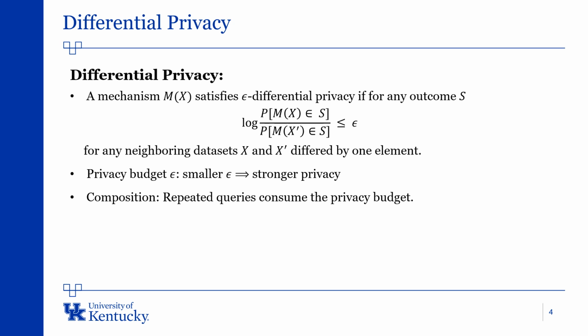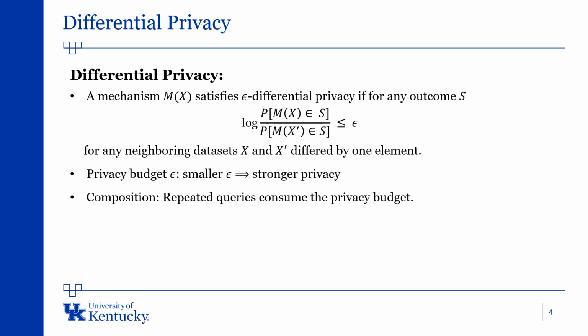Differential privacy. We consider the basic definition of differential privacy. We say that a mechanism or an algorithm M applied on a private database X is epsilon differentially private if the following guarantee is provided for any outcome S. So this guarantee basically means that the odds of database X and any of its neighbors X prime producing the same output S are not very far. They are bounded by this parameter epsilon. The parameter epsilon is called the privacy budget. The smaller the epsilon, the stronger is privacy.